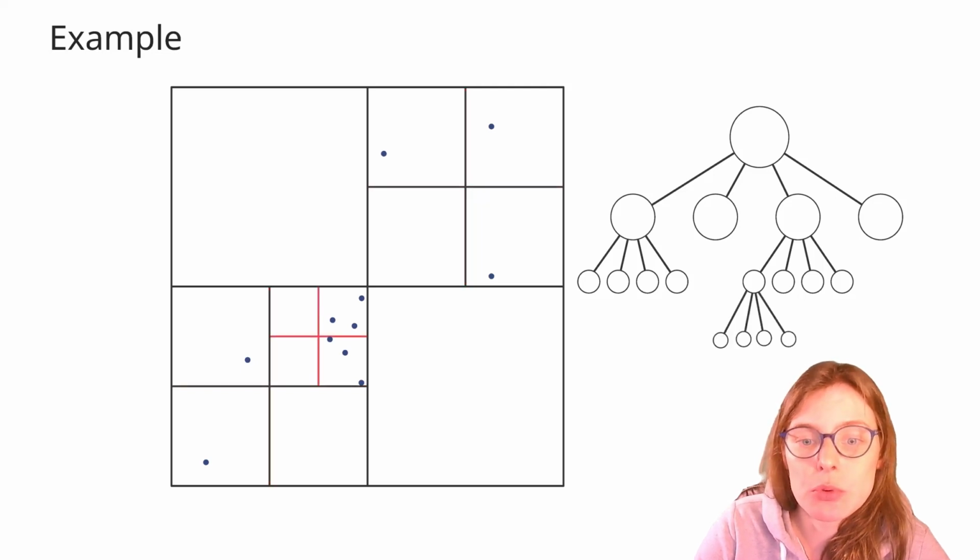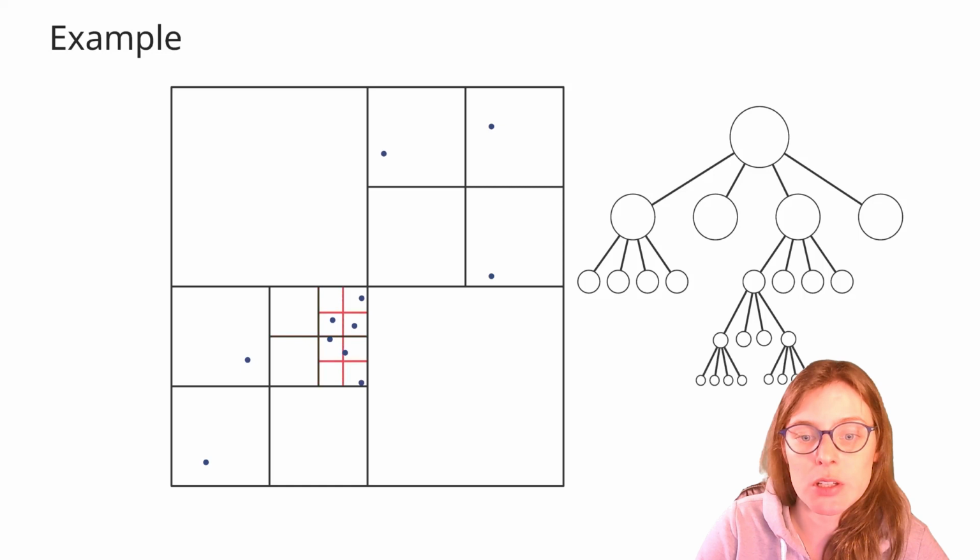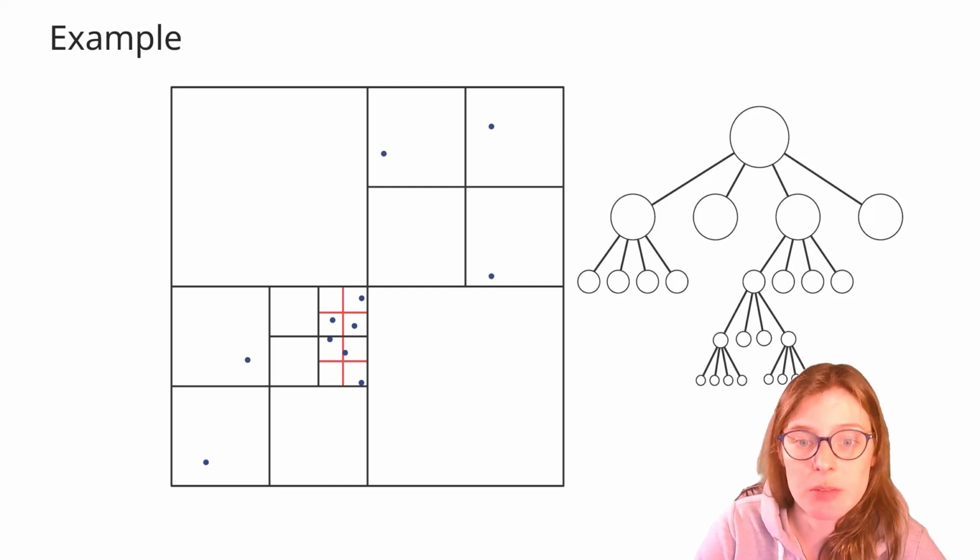We will repeat this process until each of the smaller squares has exactly 0 or 1 point. So the tree on the right is a quadtree corresponding to the point set and the square subdivision on the left.